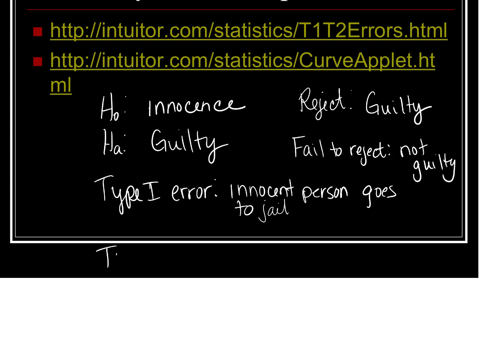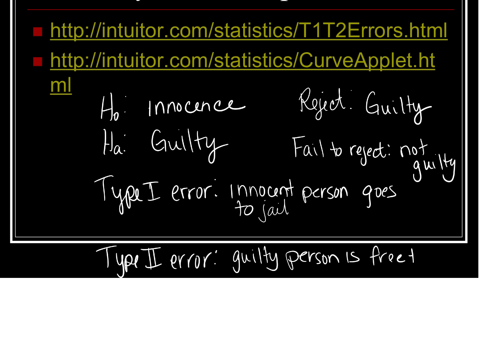And so your type 2 error. Right. A guilty person is free to go. We can think of a few examples in history.